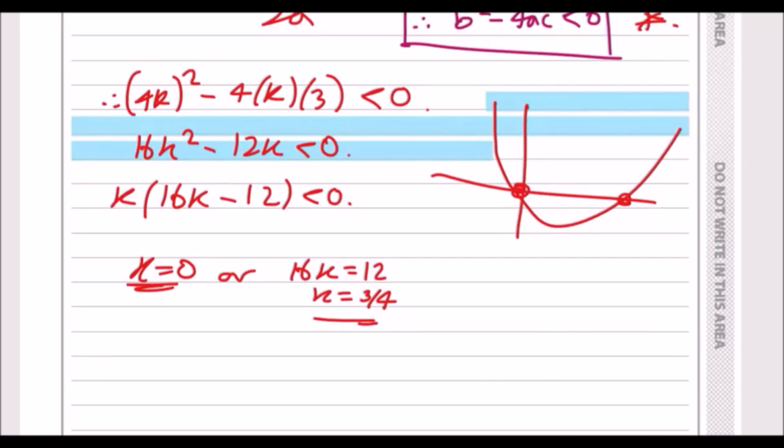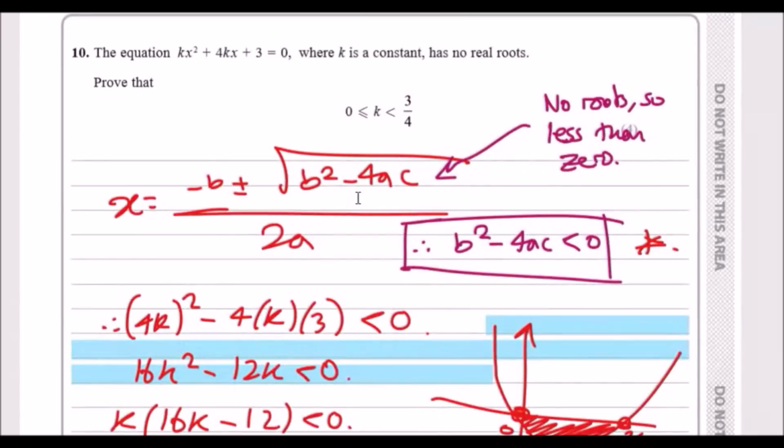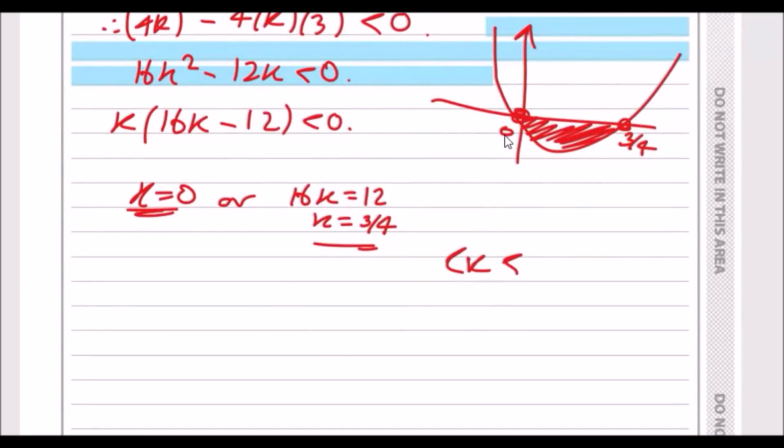It's literally going to be when the function is below 0. And the only times below 0 is this region here. And we can see that one of the critical points is 3/4, because that's what we got, and the other one is 0. So the answer will be between 0 and 3/4. And that's it. I think that's it. Let me see. Yep. 0 and 3/4. Done.